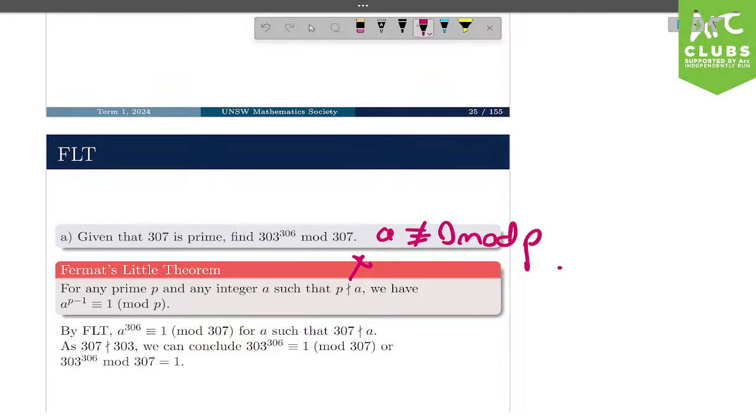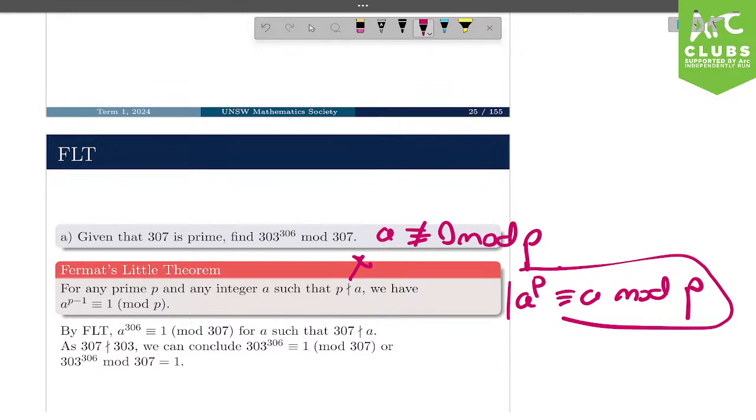Another way you could write this, you might have seen it written like this: a to the p is congruent to a mod p. The reason you would write it like this is because then you wouldn't need this condition anymore. But that's just more of a fun fact. But anyways, how do we scroll?